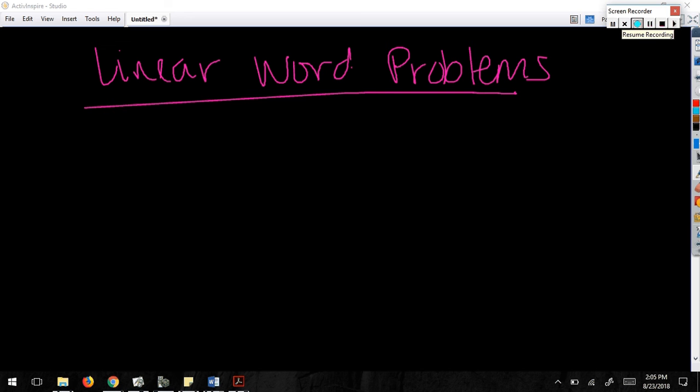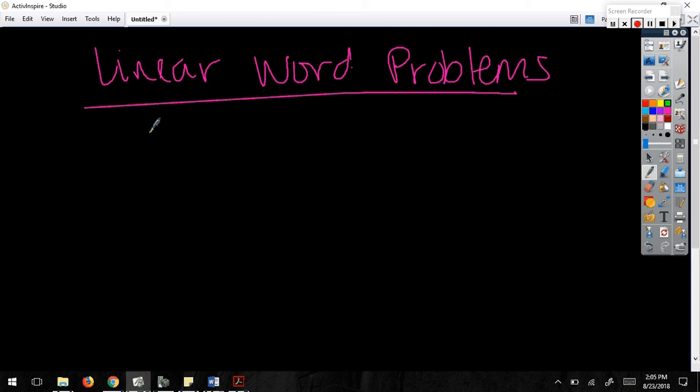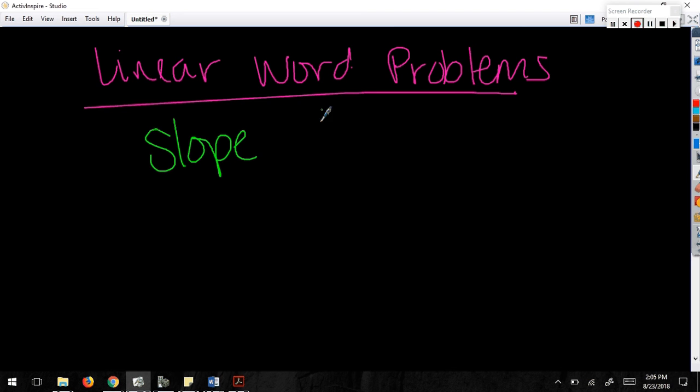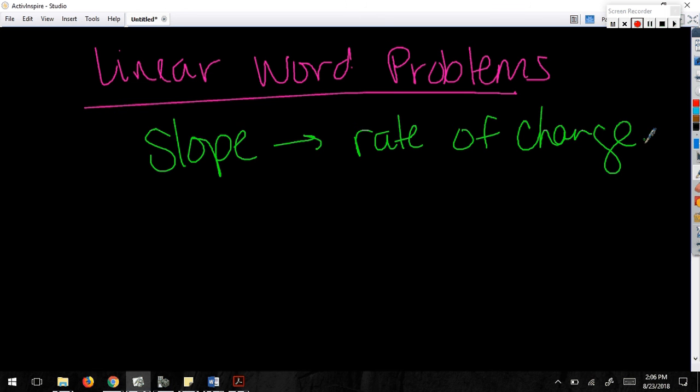So before we do, I want to talk to you for just a minute. Because these are all linear problems, all of them are going to have a slope. But in word problems, slope is a rate of change. And you can usually see something like change over time. The word per is used a lot. That indicates slope for you.